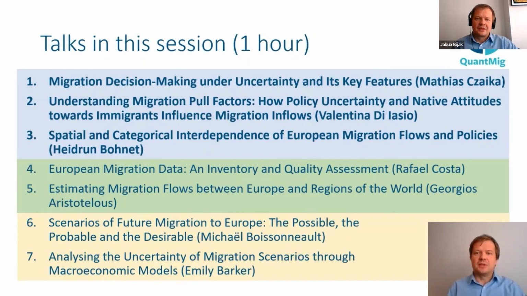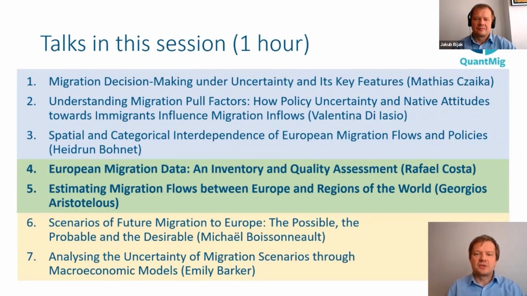As an example of those, in the second talk, Valentina Diazio from the University of Southampton will discuss the pull factors of migration from the microeconomic perspective, focusing on how policy uncertainty and natives' attitudes towards immigrants influence migration flows. The third talk, given by Heidrun Bonnet from Danube University Krems, will look at the spatial and categorical interdependence of European migration flows.